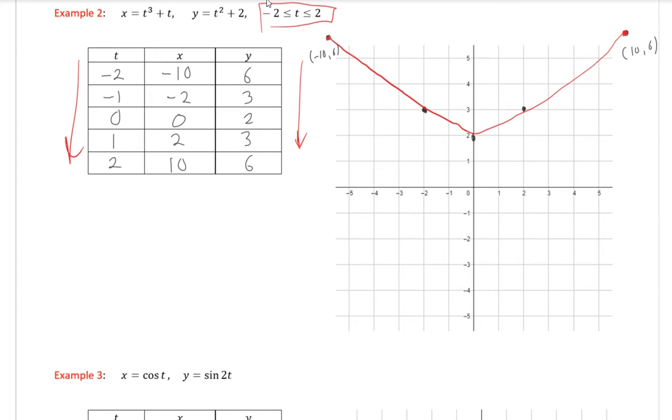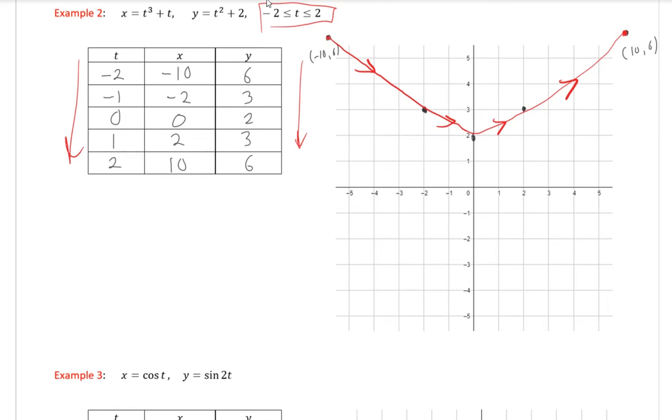Furthermore, I need to make sure my path of travel is correct. So negative 10, 6 to negative 2, 3. That means I should be going in this direction of travel. That is important because this curve could be going the exact other way. So we do need to be careful with that. All right, so that would be the graph of this curve.